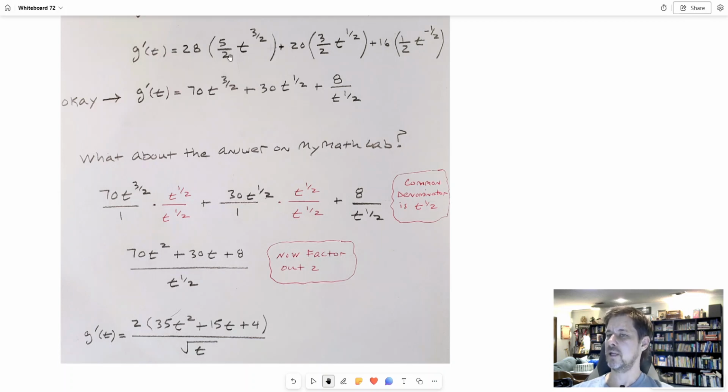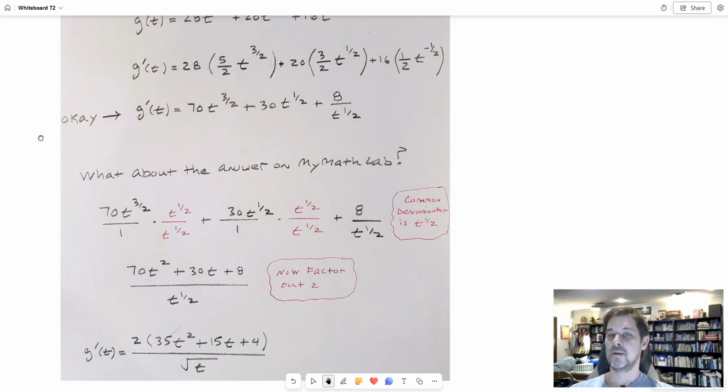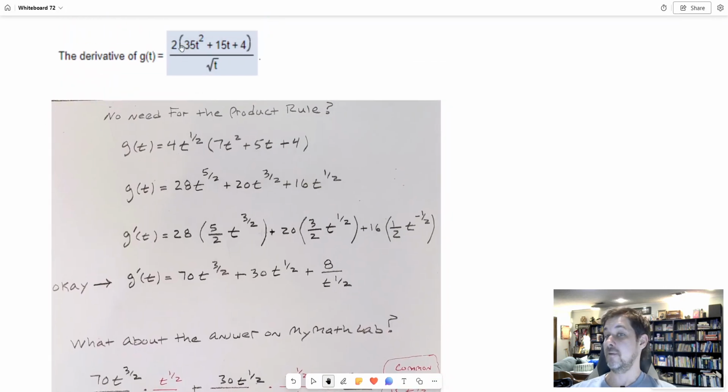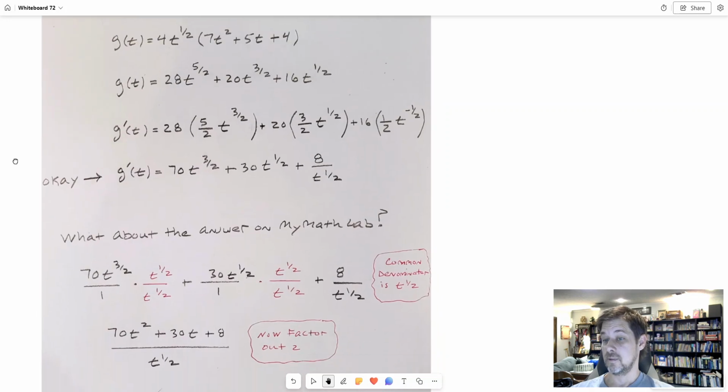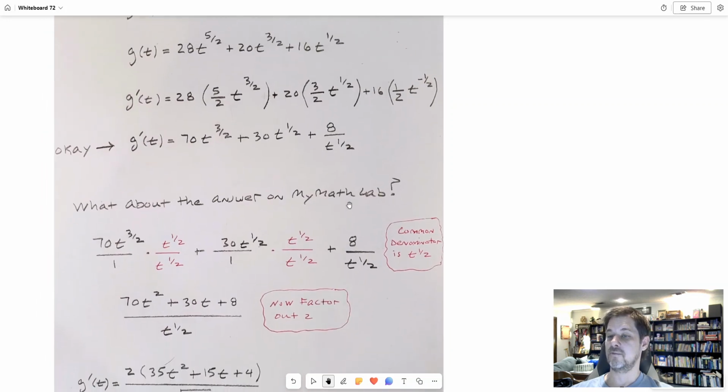Okay, so here's what I noticed I could do in addition to what I already have. I see this is a fraction, and I guess these are too if you put a 1 under them. It looks like everything was added together there. So how am I going to add these fractions together? Well, I'm going to have to get a common denominator for that to happen. That common denominator is t to the 1/2 power.